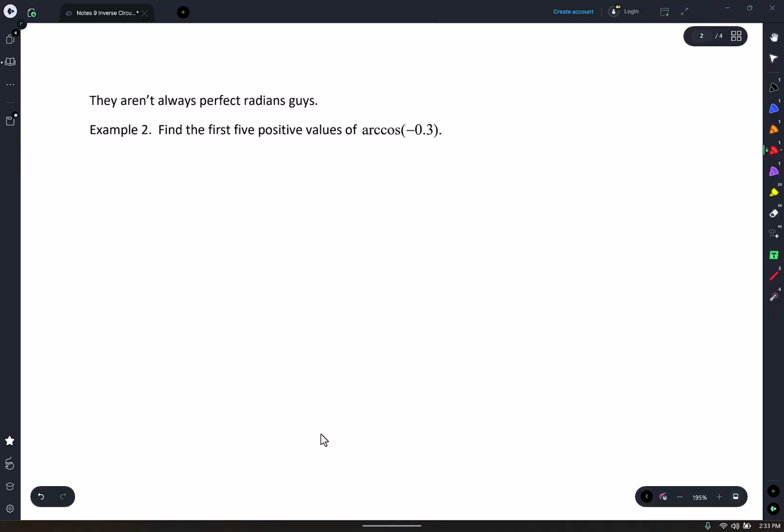So here we go. I have the same question. It says find the first 5 positive values of arc cosine negative 0.3. Remember what this means, guys. That right there is an x coordinate, or I guess the x coordinate on the unit circle, if you want to think of it like this. So what does that mean? Cosine, if I set that equal to x, that means cosine x equals negative 0.3. That's what it means. Okay. Are we okay? All right.